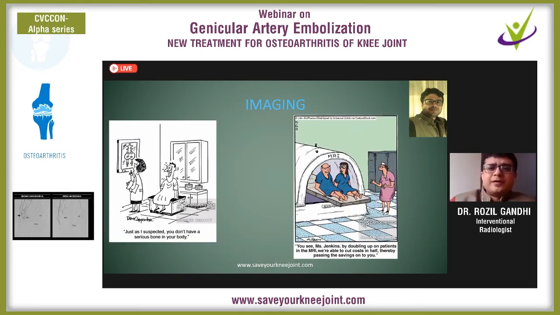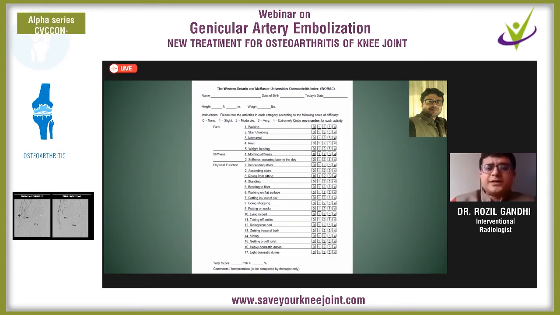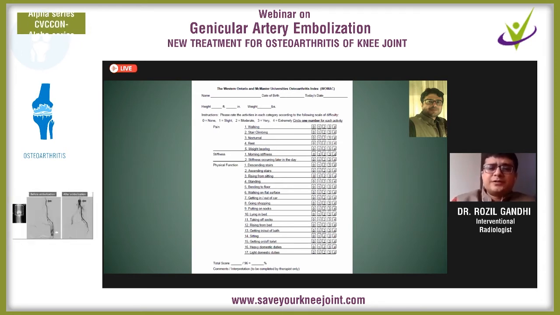Very important, WOMAC scoring for pain. It is an objective evaluation. How does the patient respond before and after embolization? How does the patient respond with medical management?